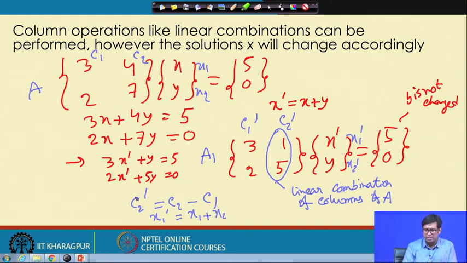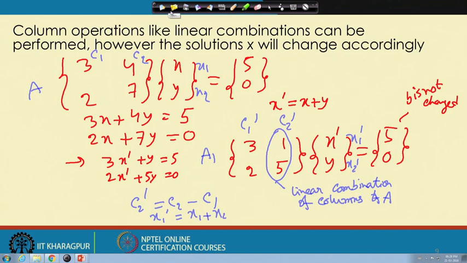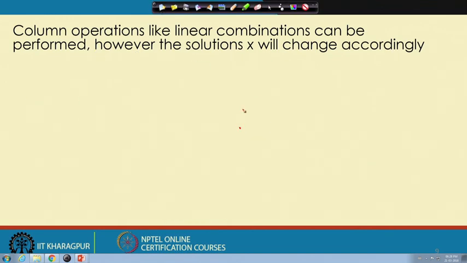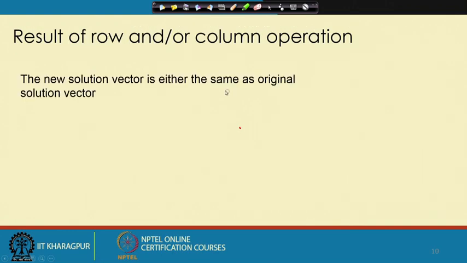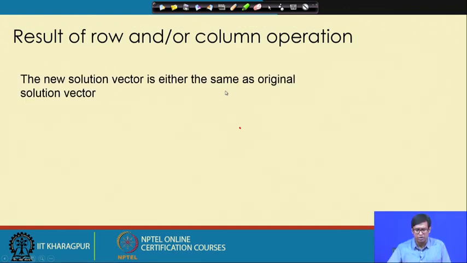So, the way one column is changed from A to A1, there will be a relationship following which the solution vectors will be changed. However, the solution vectors will be a linear combination of the members of the solution vectors of the previous solution matrix. So, the result of row or column operation or combined column operation.